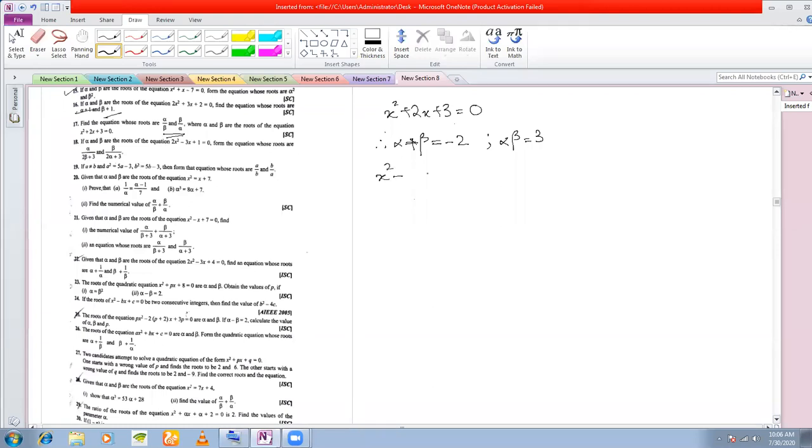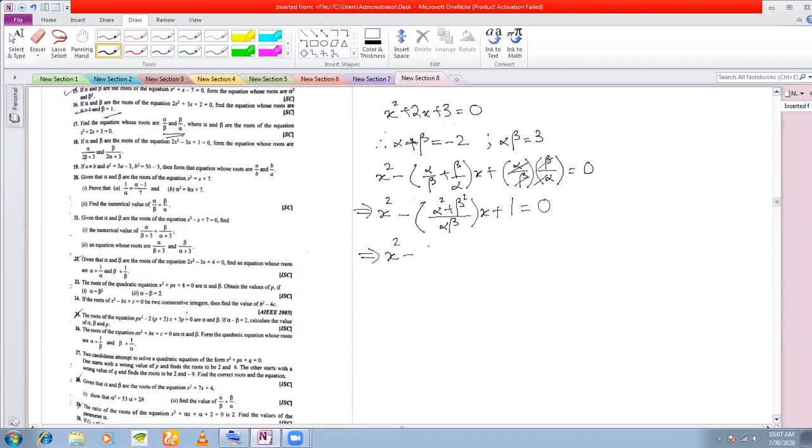So x square minus sum of the roots x plus product of the roots. This is the required equation whose roots are alpha by beta and beta by alpha. So x square minus, now you take the LCM, alpha beta. So this will become alpha square plus beta square x. And this all will cancel, giving you 1 only.